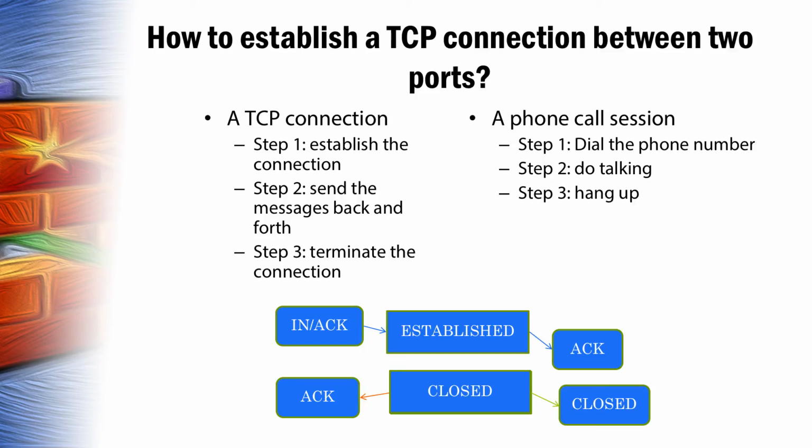SYN. The active open is performed by the client sending a SYN to the server. The client sets the segment's sequence number to a random value A. SYN-ACK. In response, the server replies with a SYN-ACK. The acknowledgement number is set to one more than the received sequence number, i.e. A+1, and the sequence number that the server chooses for the packet is another random number, B.